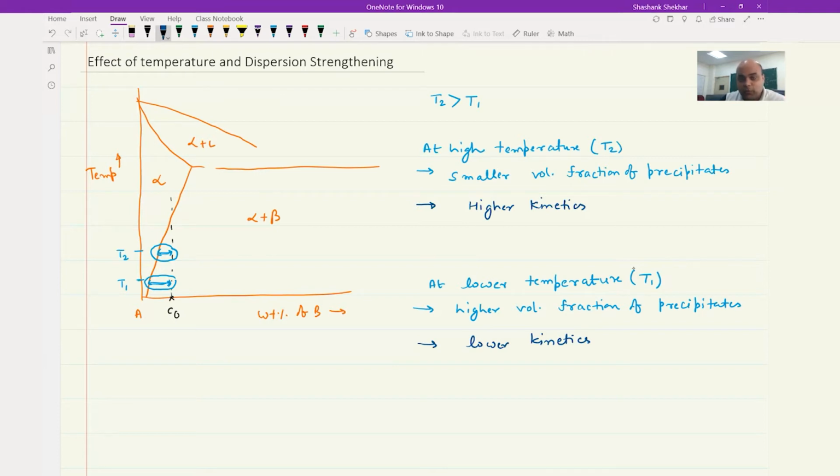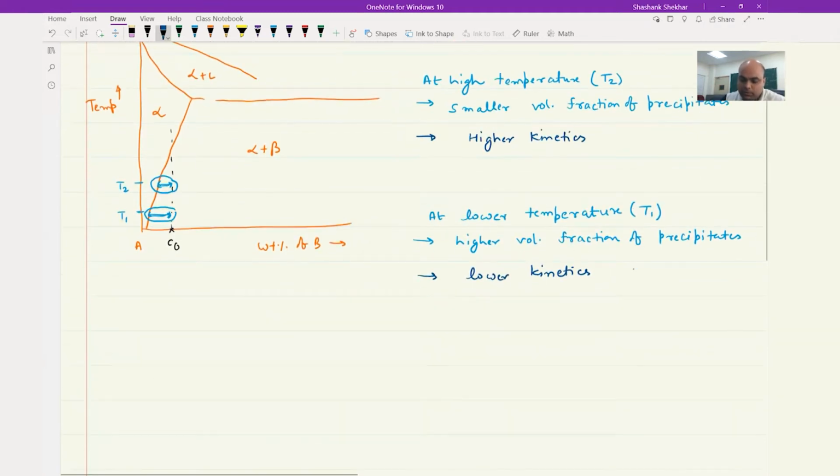Okay, this also means that the time to reach the peak hardness is going to be lower at higher temperature. Suppose we have a peak aged hardness for the lower temperature, H1, and at high temperature, H2, the peak hardness I'm talking about. Then the time to reach H1 will be higher than the time to reach H2. Okay, so these are the two things we need to know.